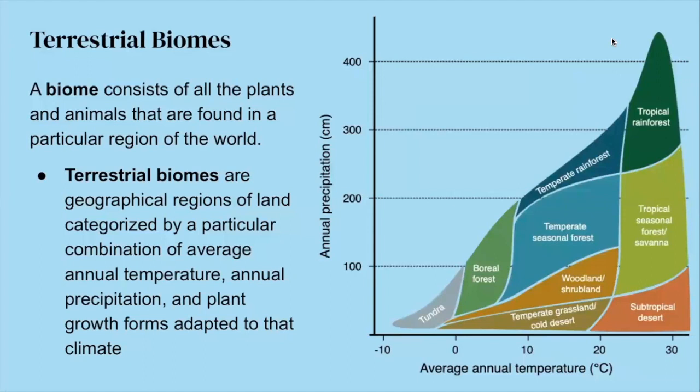So in general, a biome consists of all the plants and animals that are found in a particular region of the world. These plants and animals are determined by the climate of that biome. So the average temperature and the average precipitation. When we have warmer temperatures, more precipitation, we see more decomposition. So in general, more nutrients available so we can support larger plant life.